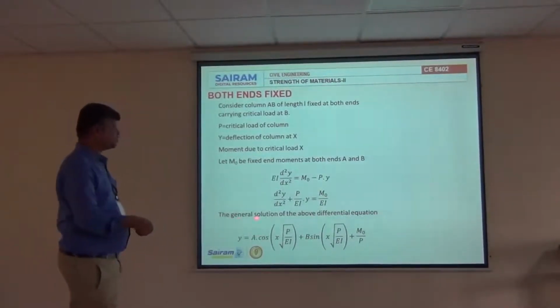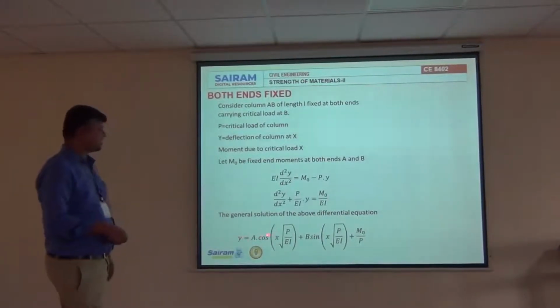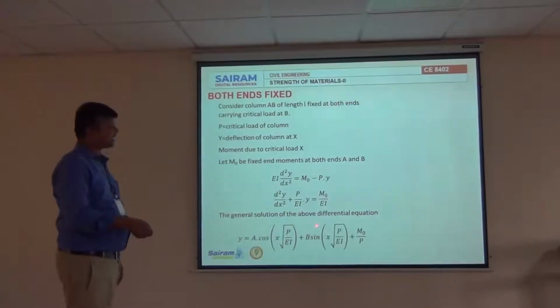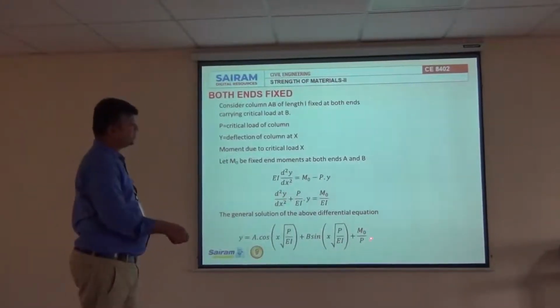The general solution for the above differential equation is y equal to A into cos x root of P by EI plus B into sin x root of P by EI plus M0 by P. This P has been brought to the denominator.